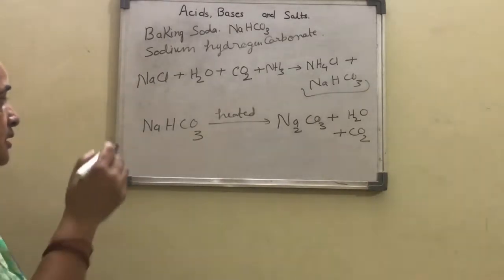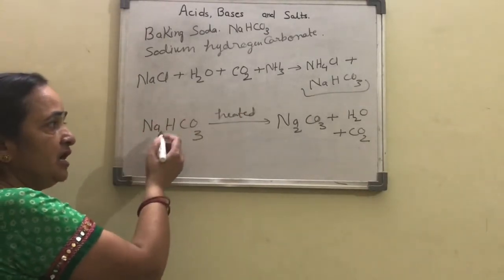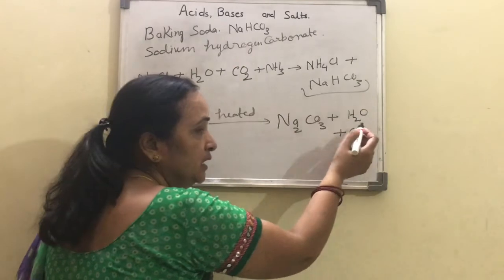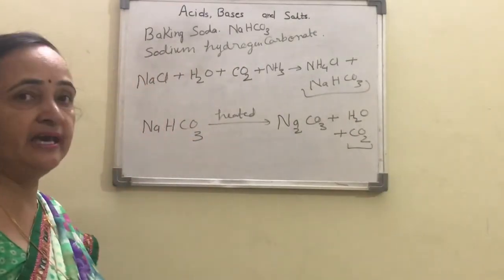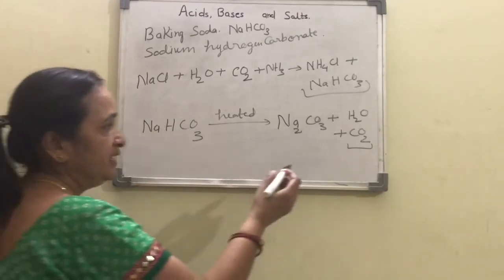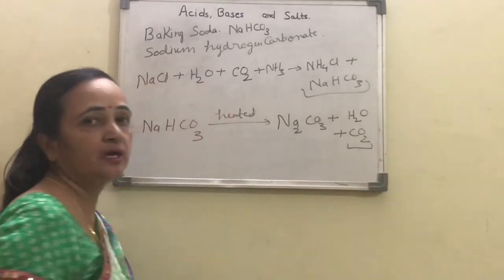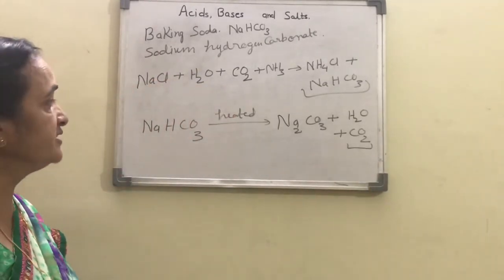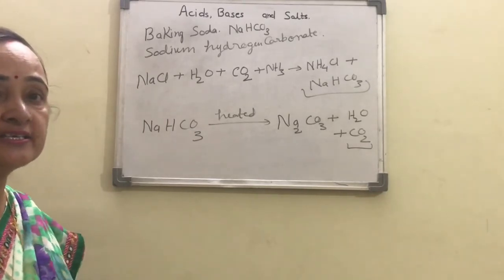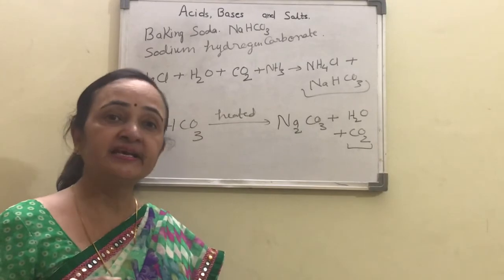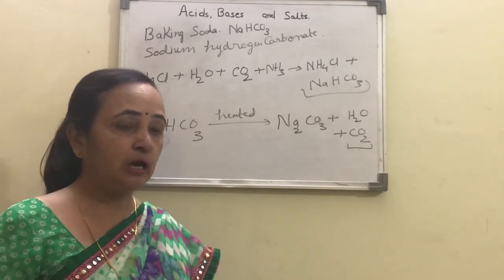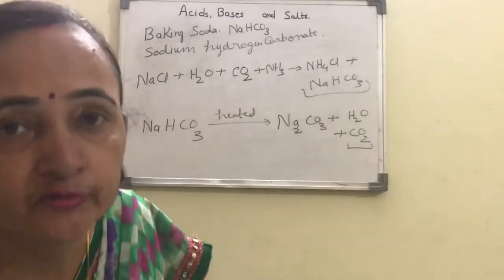So it means on heating baking soda, sodium carbonate, water and carbon dioxide gas are formed. As you can see here, carbon dioxide gas is formed, and this carbon dioxide gas is very, very useful for us, because it is useful in the preparation of breads and cakes. Okay, so now let us see how it is useful.